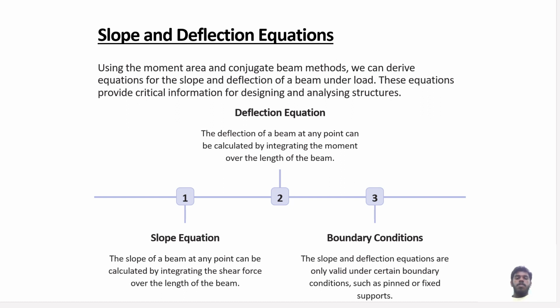Deflection equation. The deflection of a beam at any point can be calculated by integrating the moment area over the length of the beam. Boundary condition. The slope and deflection equations are only valid under certain boundary conditions, such as pinned or fixed supports.